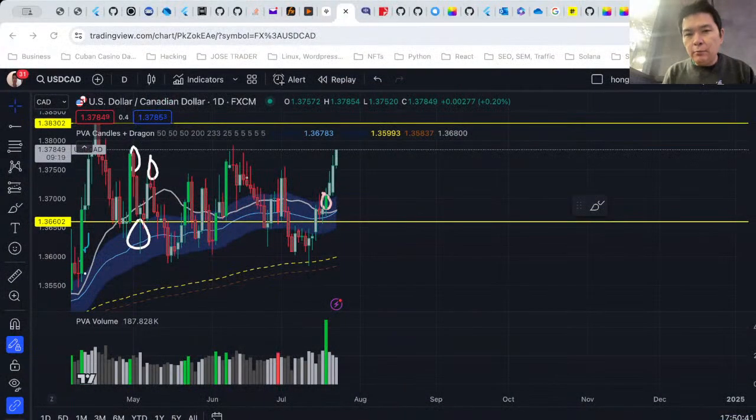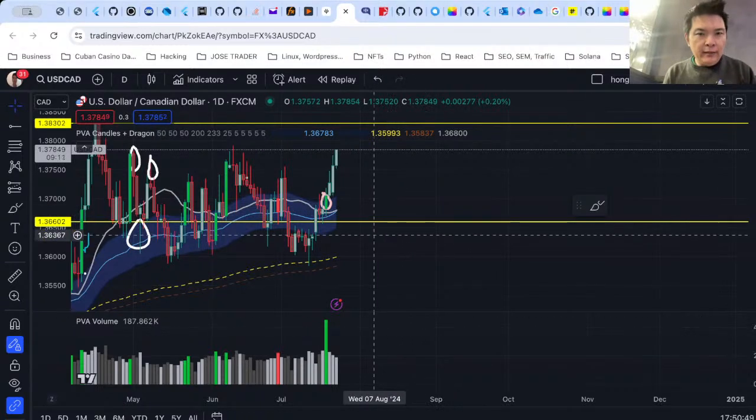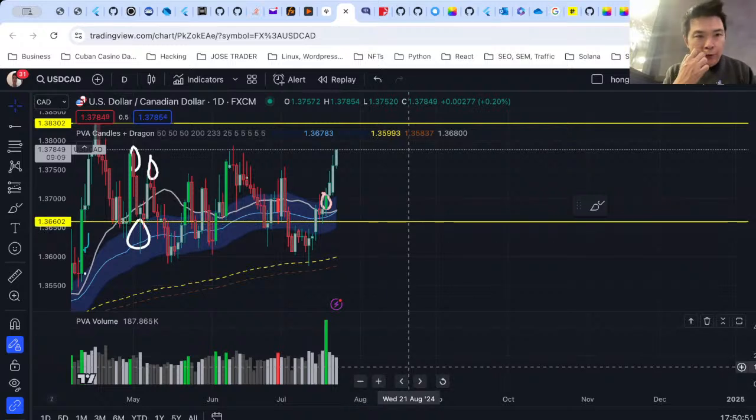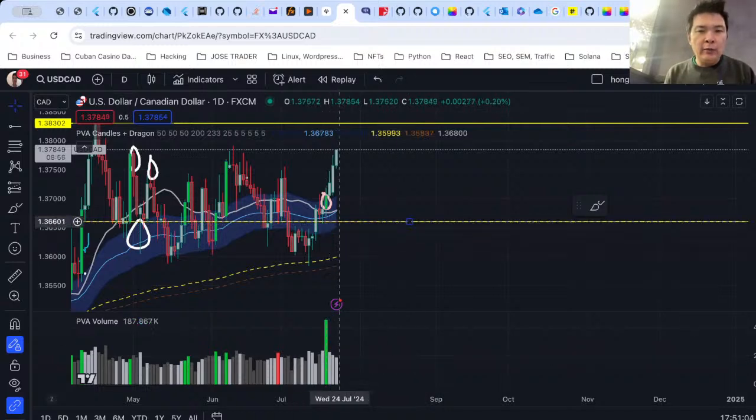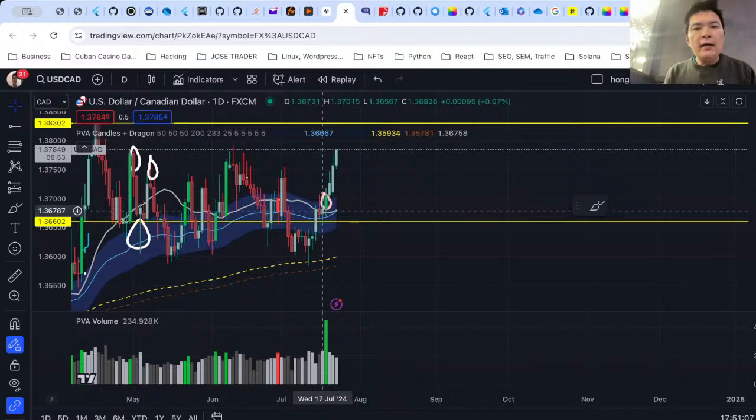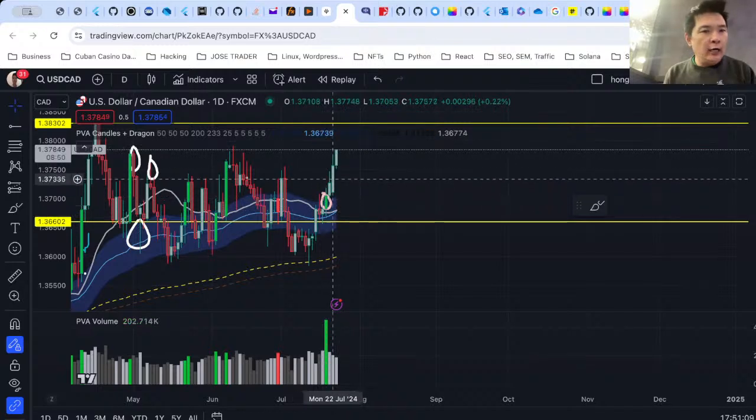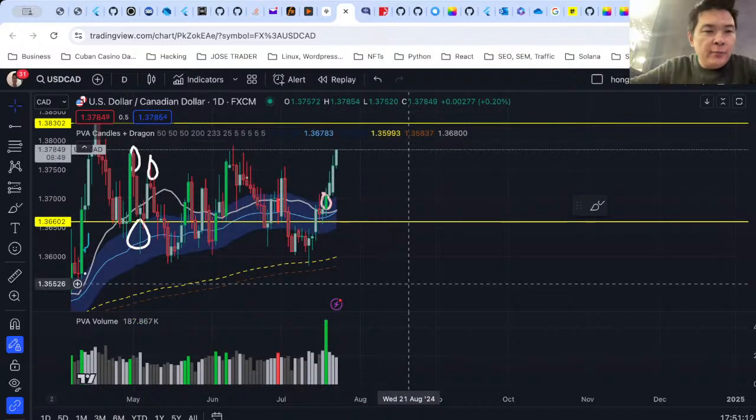So now that my second position is making money, okay, first position already made some money. I opened the positions here at 1.36600, around this yellow line, and price has moved all the way up to now. The price is being negotiated at 1.37848.